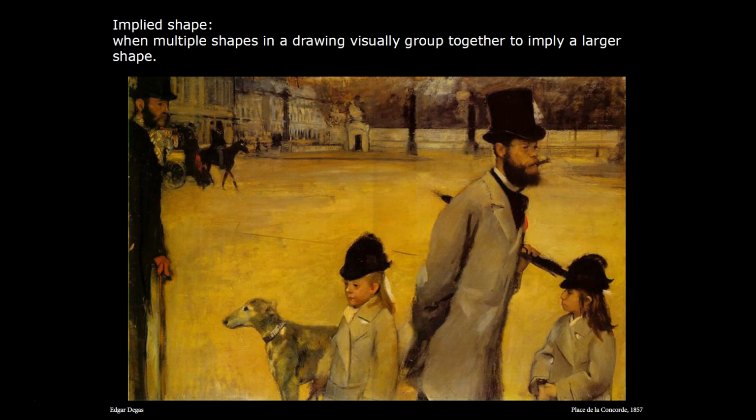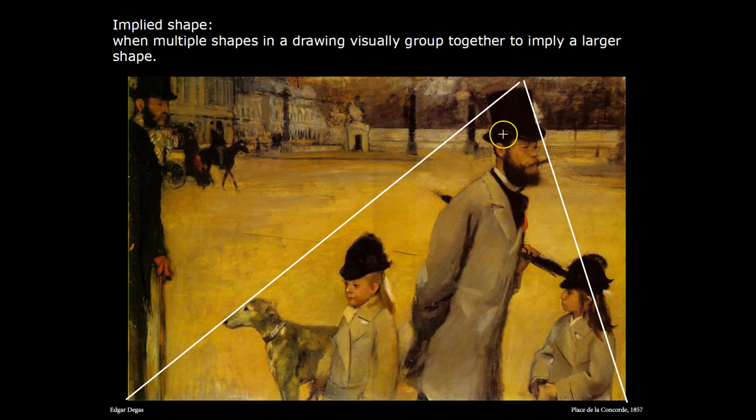So those were actual shapes that were in the picture. Now we can talk about shapes that are implied in the picture as well. In this painting by Edgar Degas, we don't have an actual shape, but there is a pretty easy to see triangle here where we group these figures together and they create a triangle within the composition. So we understand them as one unit, and it makes an interesting shape in the composition.